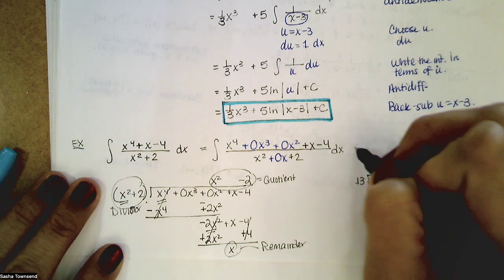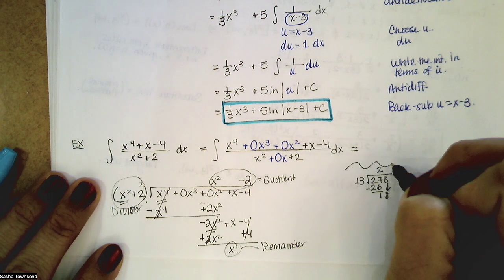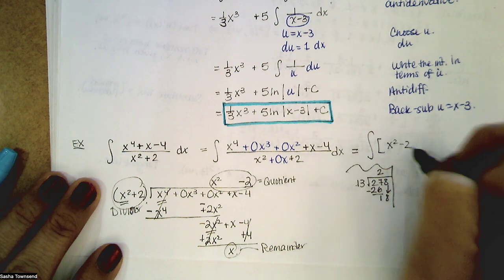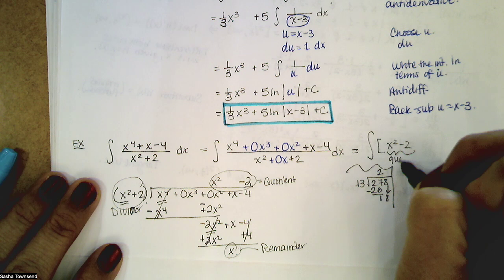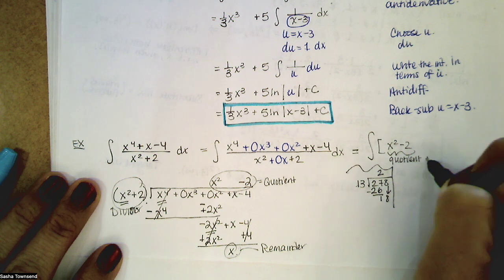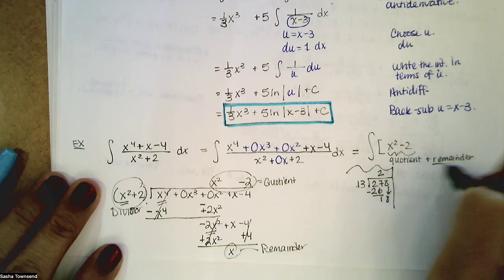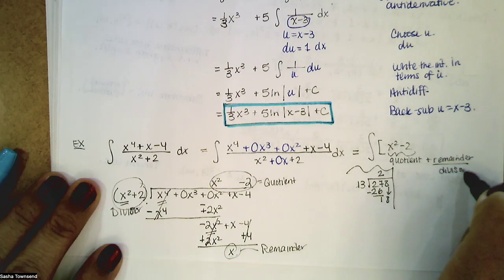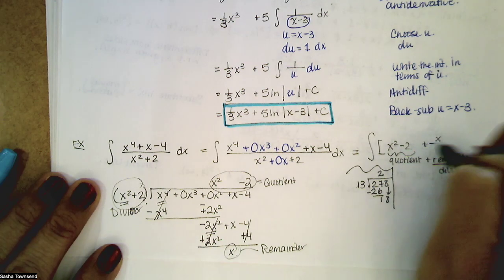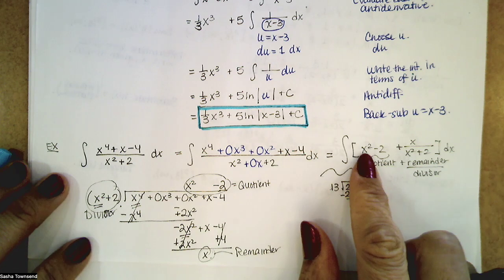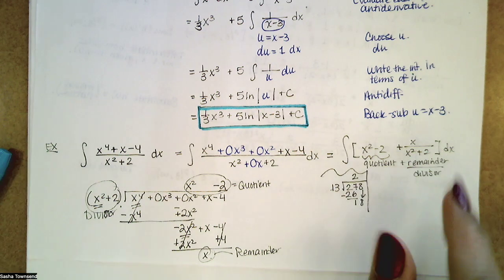So what we get when we are finished dividing is the quotient, which is x squared minus 2, plus the remainder divided by the divisor. So we have plus an x divided by x squared plus 2. And this just requires some basic rules, and that we can do with u-substitution.